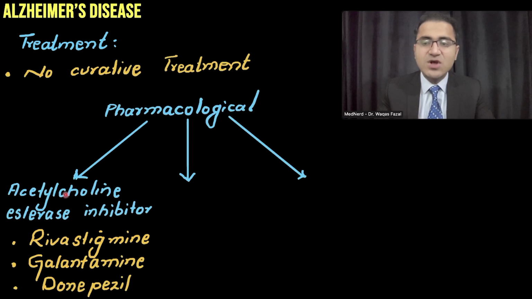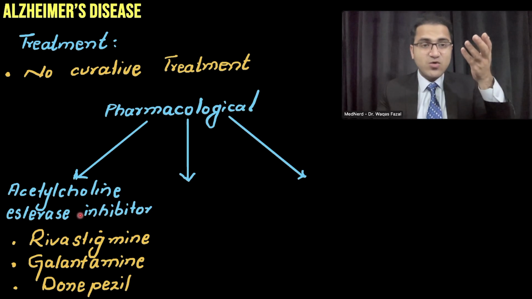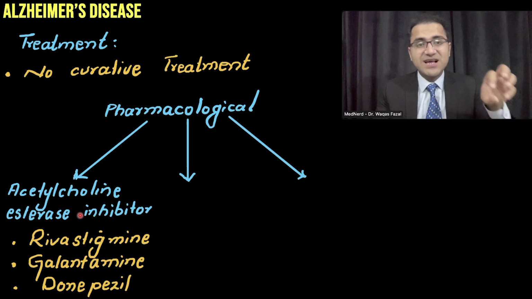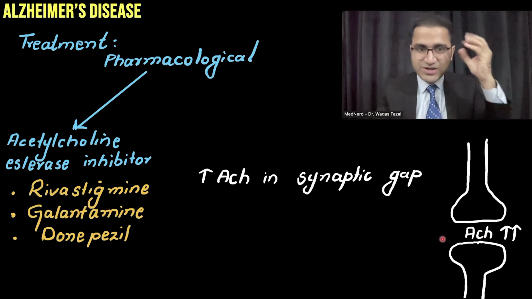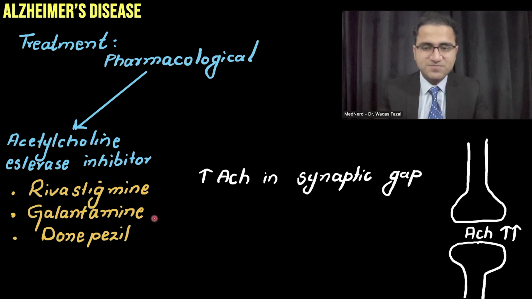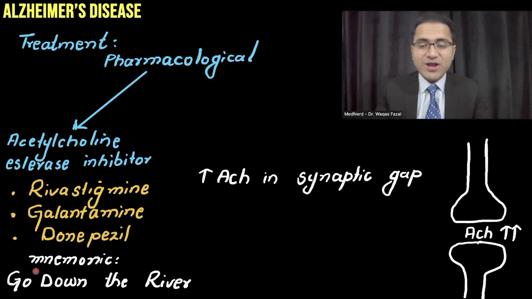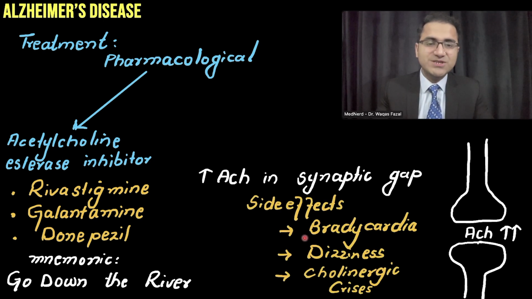First of all, coming to acetylcholinesterase inhibitors. Acetylcholinesterase inhibitors basically increase the acetylcholine by inhibiting the enzyme acetylcholinesterase that breaks down acetylcholine in the synapse. Therefore, it increases the acetylcholine present in the synapse and increases brain stimulation, resulting in improvement of the symptoms. It includes rivastigmine, galantamine, donepezil, very important drugs that you need to memorize because these are very commonly tested on exams. A simple way to remember them is by the mnemonic go down the river. Go down the river.